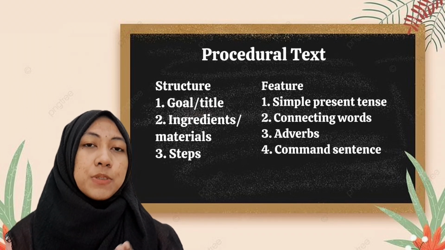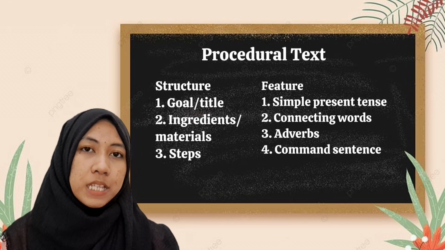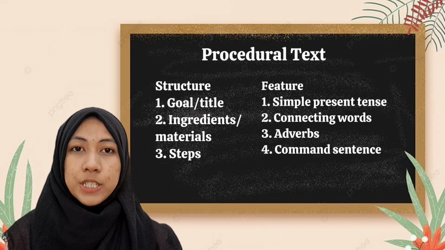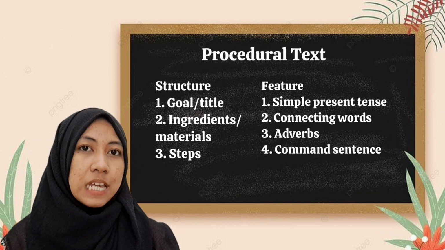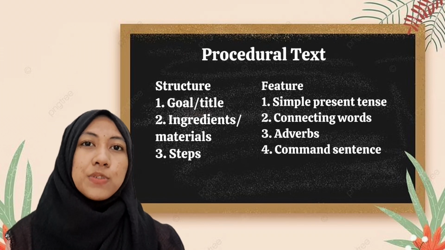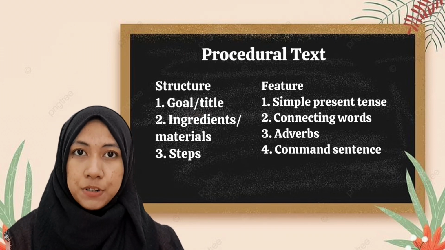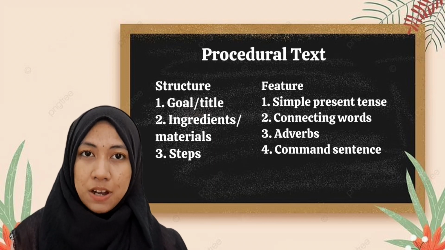And the third language feature is adverbs. Adverbs are used to explain information about time. For example, wait for 1 hour and 5 minutes, and so on. Adverbs are also used to describe a method. For example, slowly, well, fast, and so on.